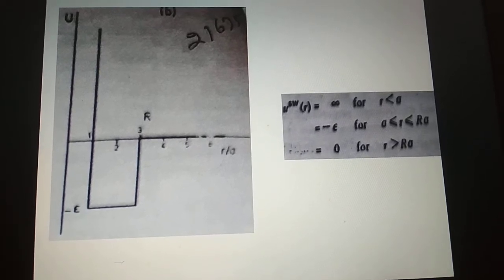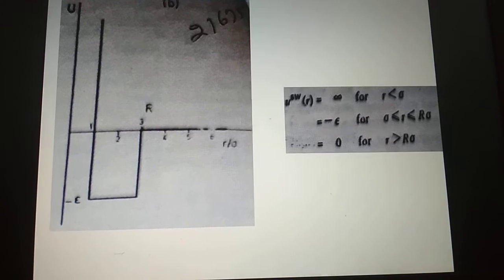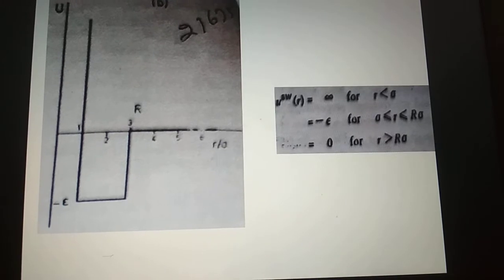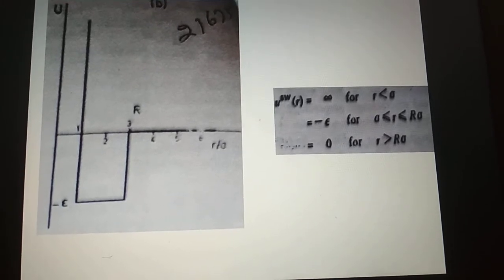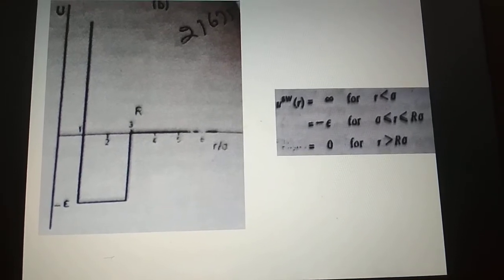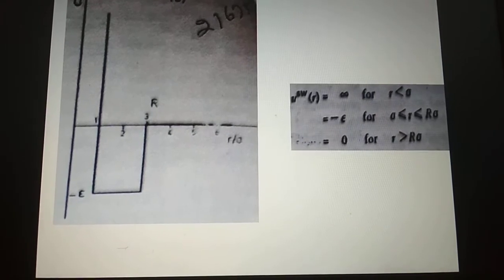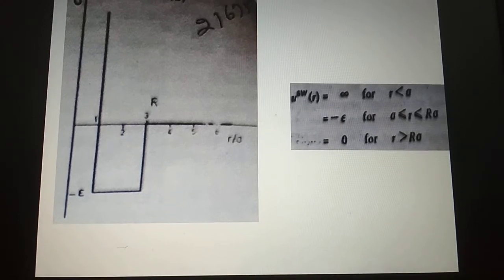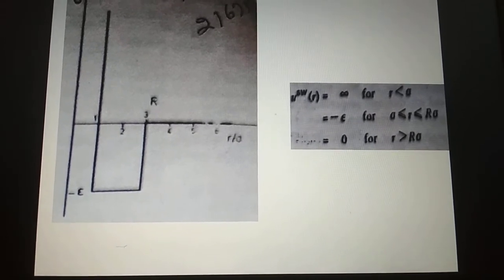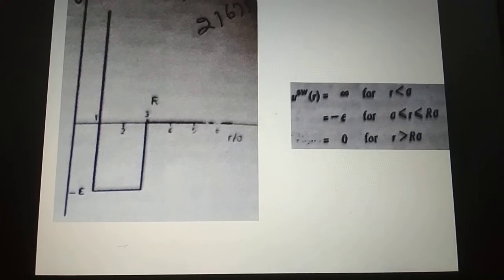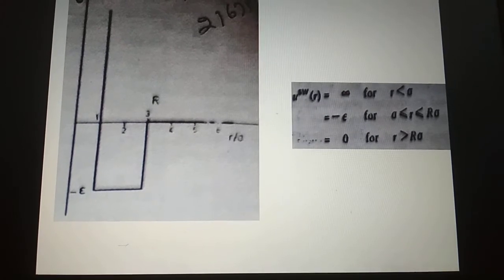Second, a model which is very simple but a fair approximation to the real potential is the square well model. The potential energy function has the form μ_SW(r) is equal to infinity for r less than σ, is equal to minus ε for σ less than or equal to r less than or equal to Rσ, and is equal to 0 for r greater than Rσ.